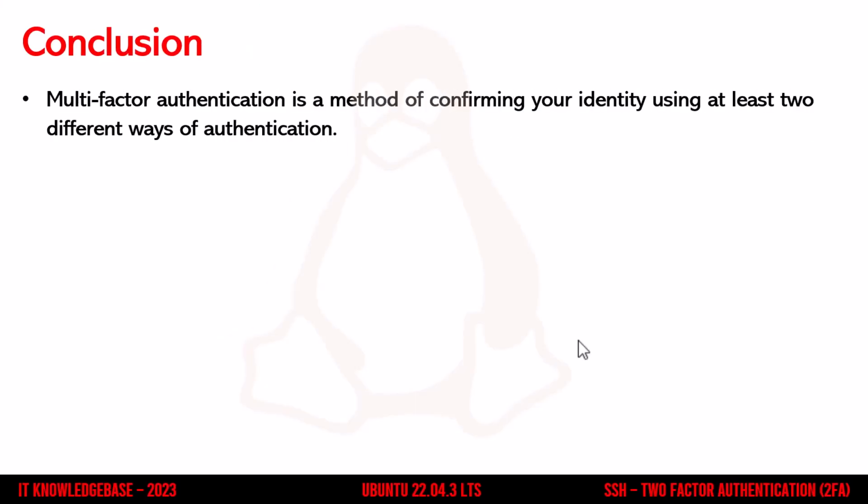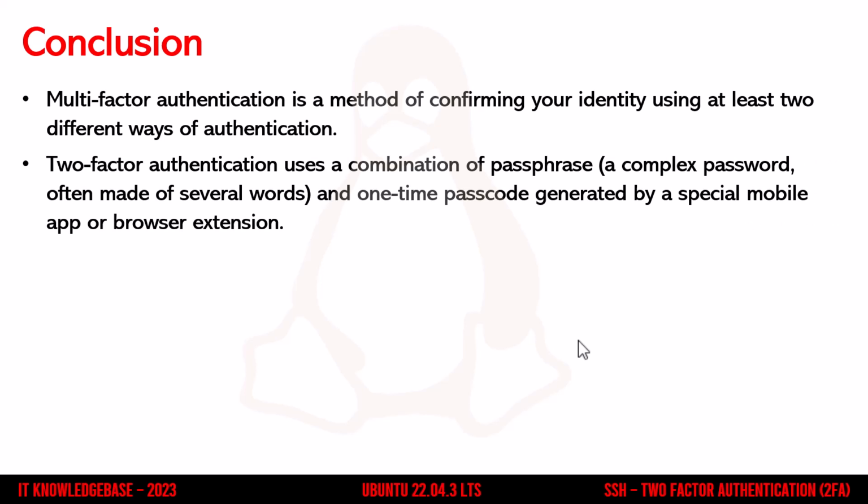Multi-factor authentication is a method of confirming your identity using at least two different ways of authentication. The most common and easiest to implement example of two-factor authentication uses a combination of passphrases or complex passwords, often made of several words, and a one-time passcode generated by a special mobile app or browser extension.